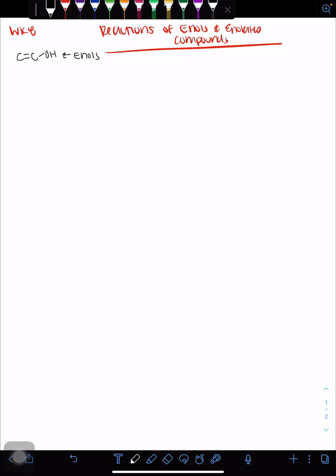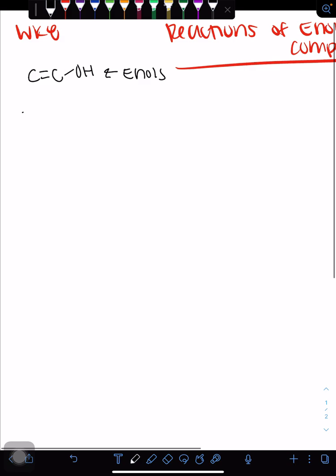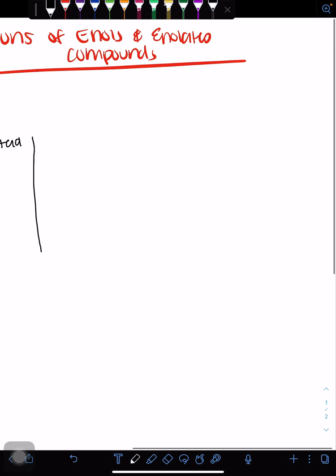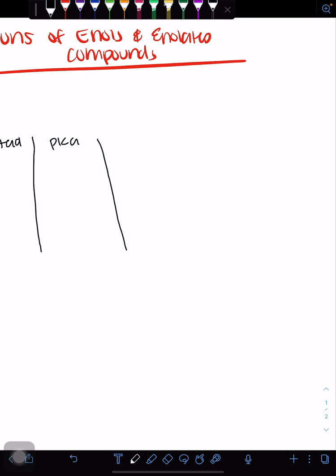Enolates are made of aldehydes and ketones that are electrophiles. So first we're gonna look at enols, and we're gonna make a table for it. In the table, we're going to have a base, the conjugate acid, the pKa, and then the percent of it that's an enolate.